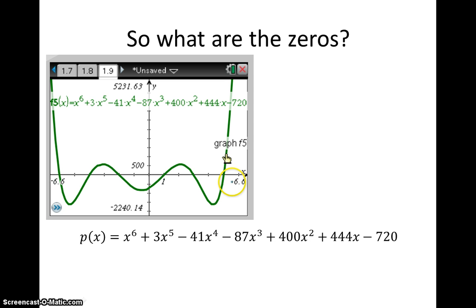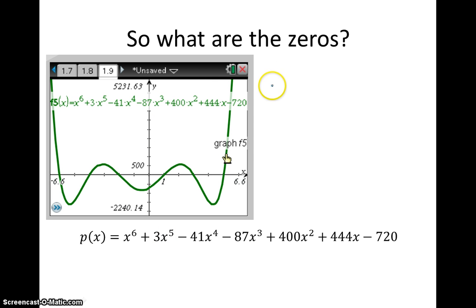So I graphed this on my Inspire. You can graph it on any graphing calculator. And I graphed our exact same polynomial, x to the 6th plus 3x to the 5th minus 41x to the 4th minus 87x cubed plus 400x squared plus 444x minus 720. That's exactly the polynomial I have graphed here.